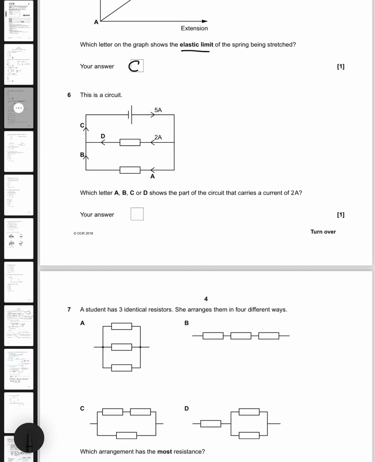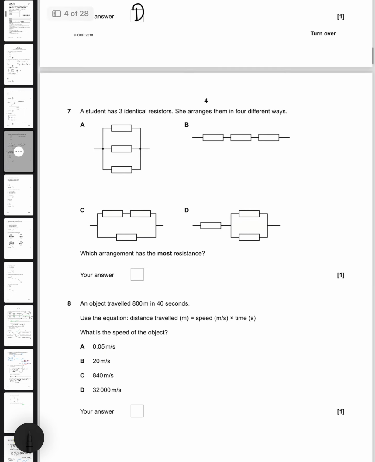This is a circuit. Which letter, A, B, C or D, shows the part of the circuit that carries a current of 2 amperes? Obviously, as you can see, the 2 amperes is going to go through that resistor, and then it's eventually going to come out of it, right? So part D is the part which has a current of 2 amperes.